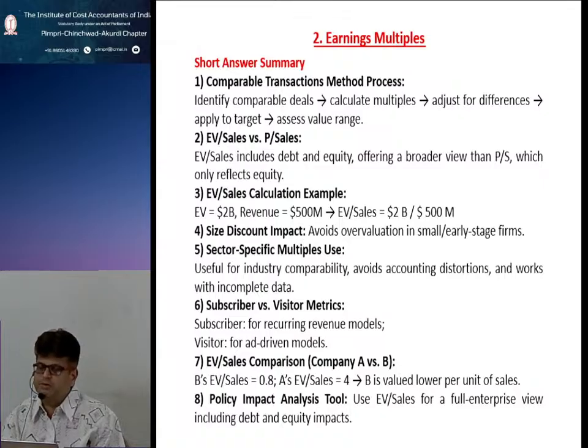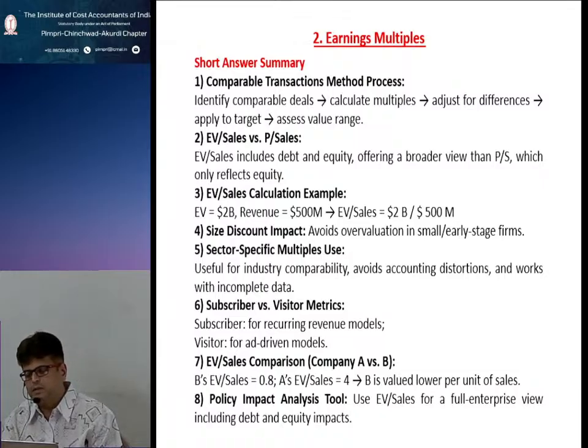Sixth question deals with subscriber versus visitor metrics. So subscriber is for recurring revenue models and visitor typically is for ad driven models.